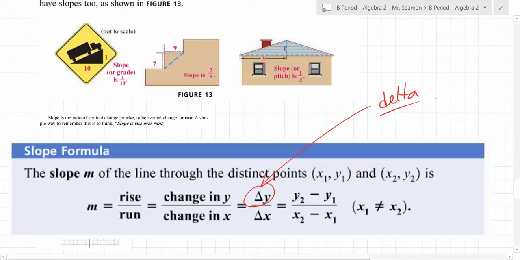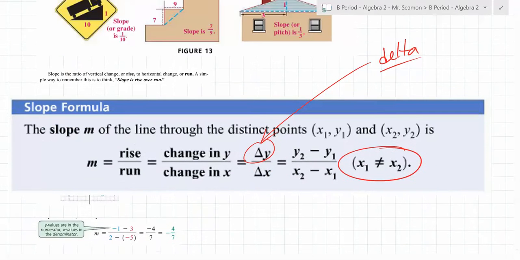Why can't x1 be equal to x2? If they were equal, what would this be? There would be no slope. It would be undefined. What kind of line has an undefined slope? Vertical line. Exactly. So vertical lines have no slope. You say the slope is undefined. If you know the slope is undefined, it has to be a vertical line.